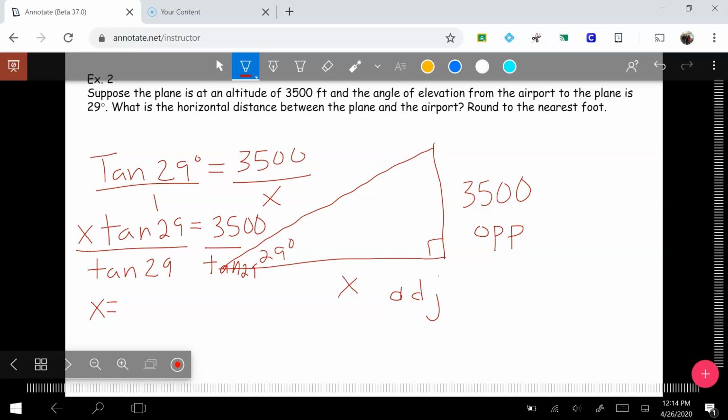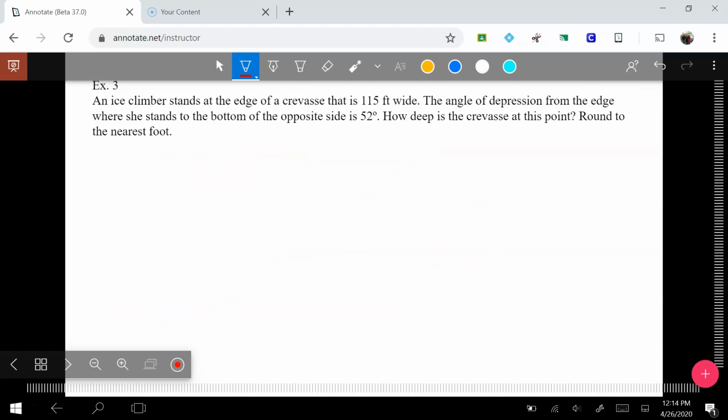Okay, I'm rounding this to the nearest foot. My calculator says 6,314.00016, so I put 6,314 feet. Okay.